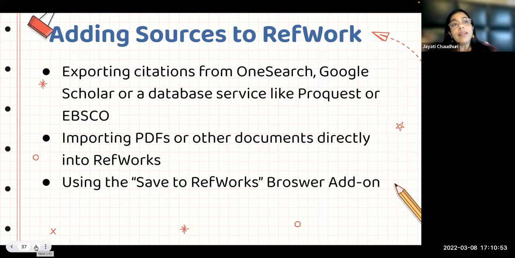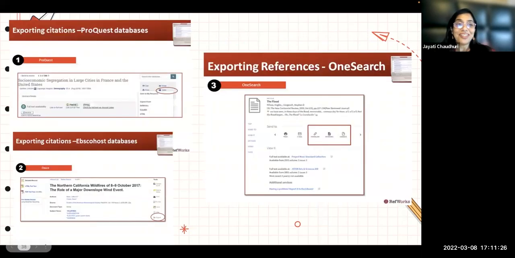So I'm going to show you how to export citation from different databases to RefWorks account. And then if you already have some articles saved in your desktop or in your computer as a PDF, you have a way to import those PDF articles to your RefWorks account. And I'll talk about that. And the last but not the least, you can also use a Save to RefWorks browser add-on option to extract information from any web pages to get the citation from RefWorks. Okay, next slide, please. I'm going to talk about all this more in depth, so it will make more sense then.